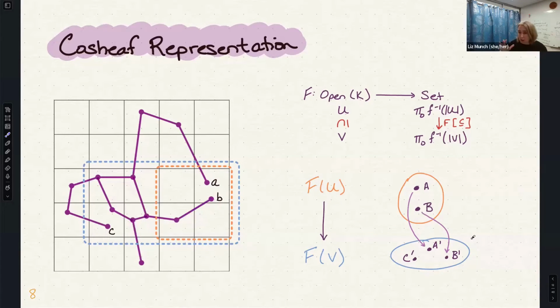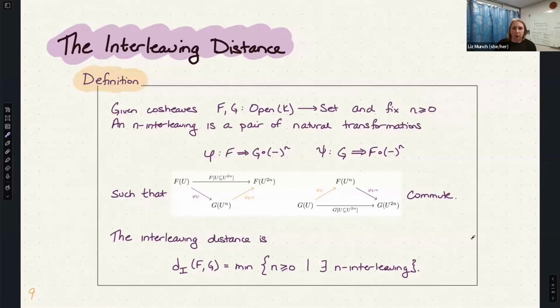Okay, so I've got all of this structure. And again, this is sort of magically encoding all of this combinatorial information that I want. All right, so I can build an interleaving distance. If you've seen any of this literature, this should look very similar to all the other versions that you've seen, with some minor changes just for our particular input.